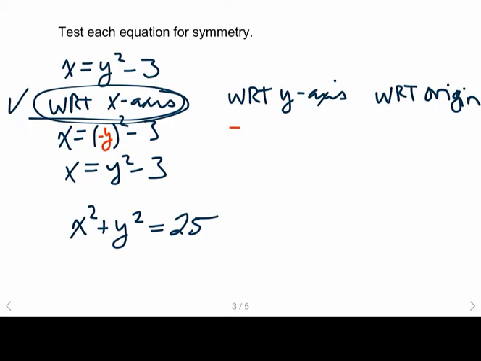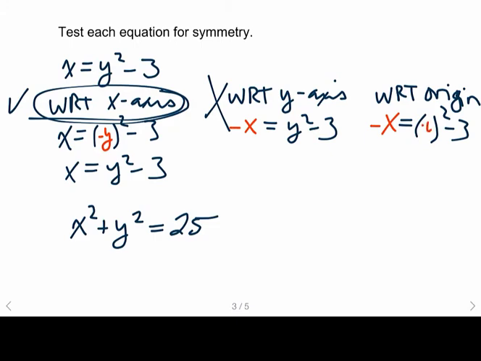Doing so for the y-axis, I'm going to replace x by negative x. So I have negative x equals y squared minus 3. And this is never going to look like what we started with, and so that kind of symmetry doesn't exist. And finally, checking with respect to the origin, I'm going to replace x by negative x and y by negative y all at the same time. And when I do so, I see that there's no way I'm going to recover this. Negative x equals the negative of y squared minus 3. No symmetry with respect to the origin there.